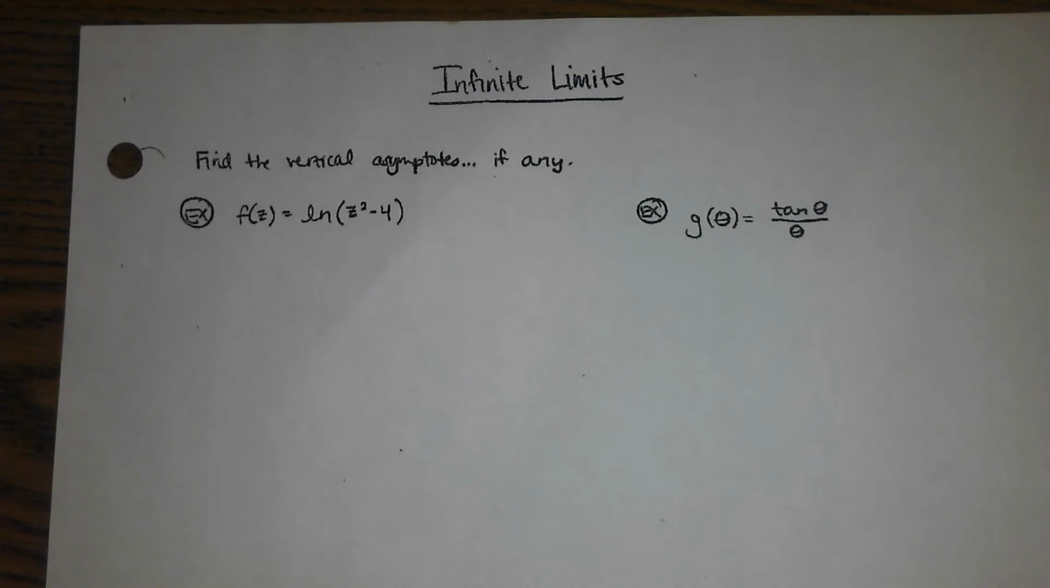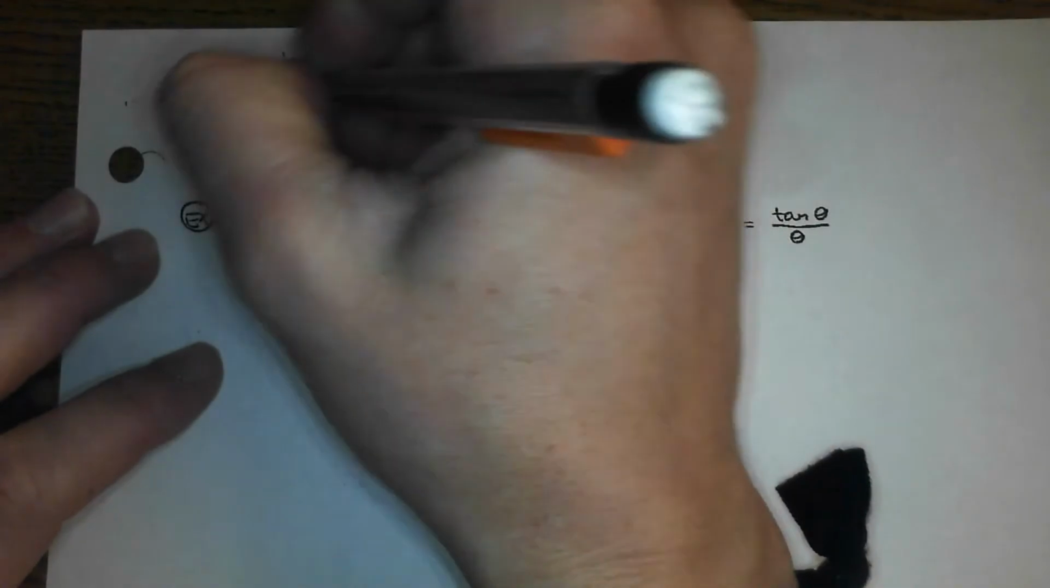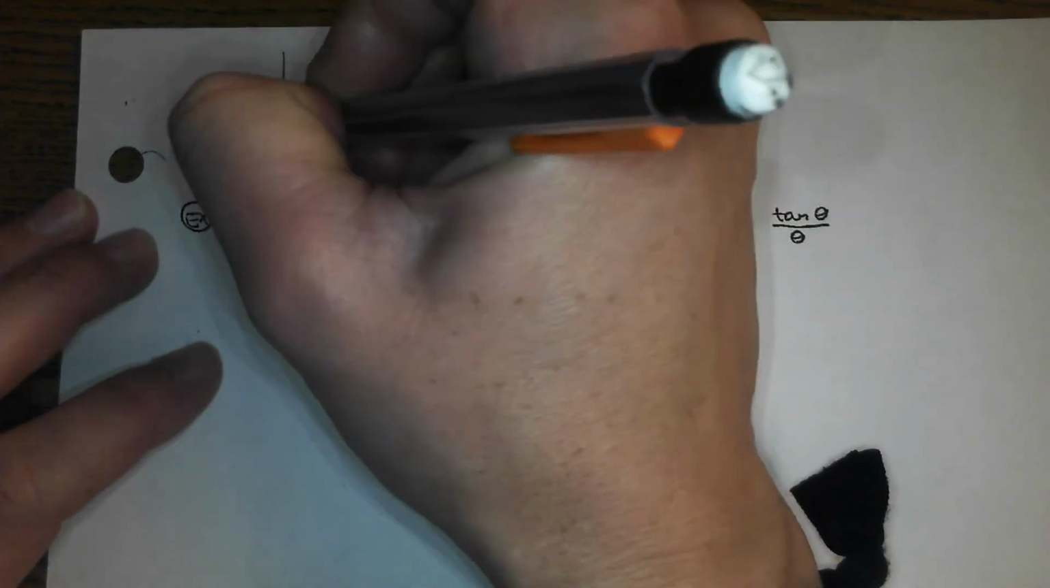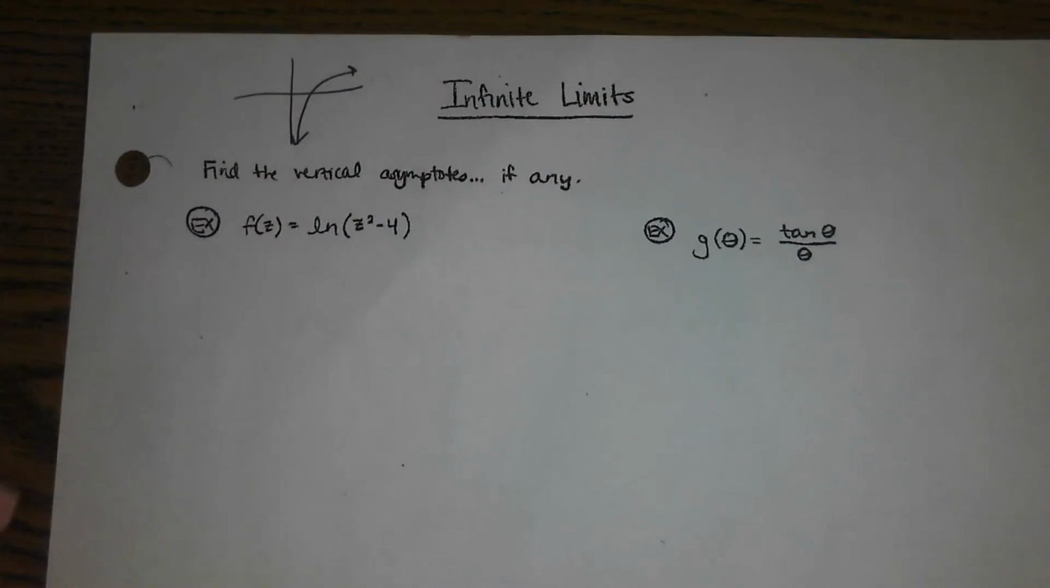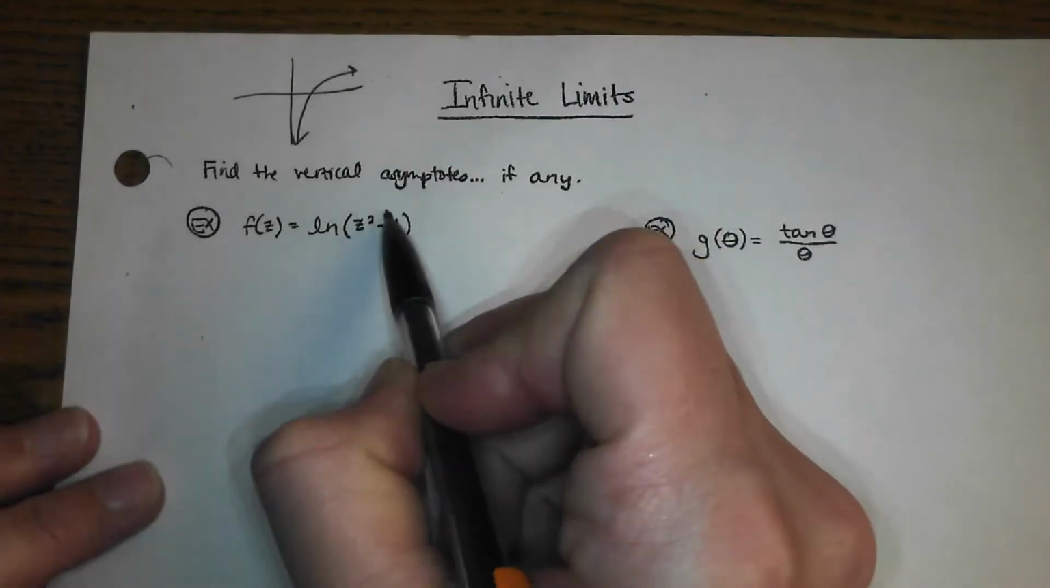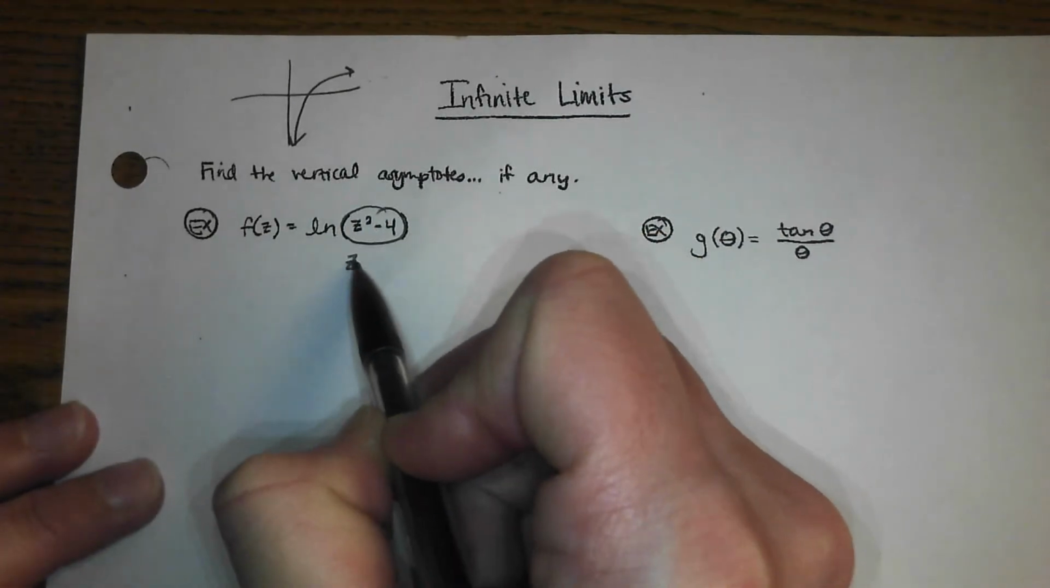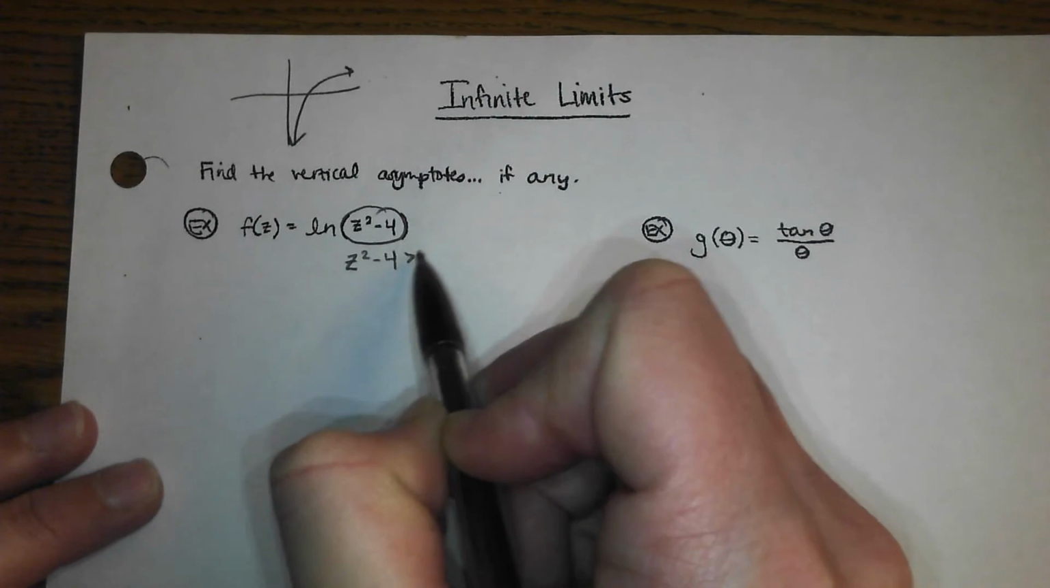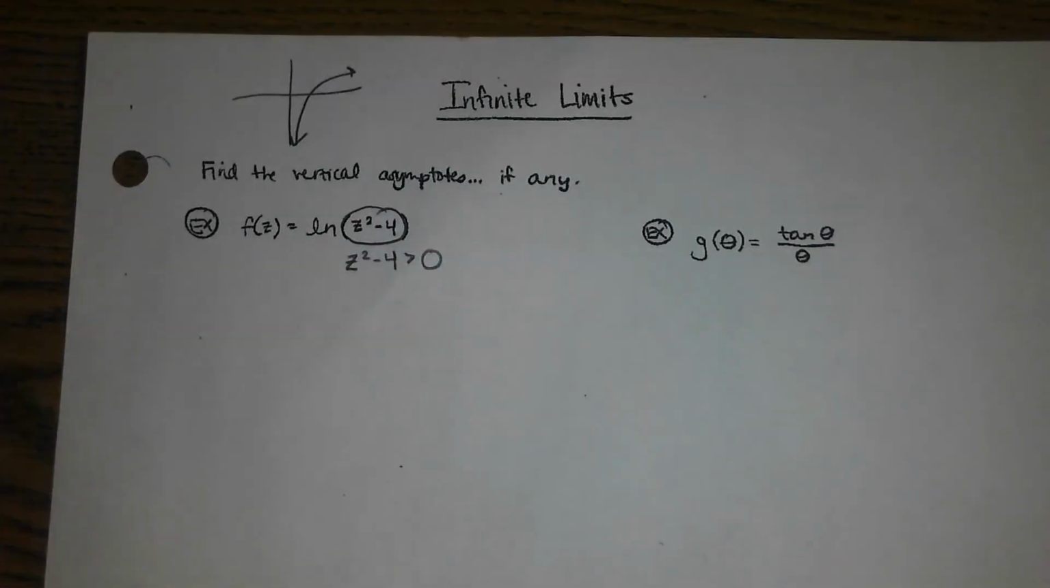So in a log graph, the log parent graph looks like this. We do have at least one asymptote, okay? Because you can only take the log of a, say it louder, Abby, positive. So this section needs to be positive, aka greater than 0.